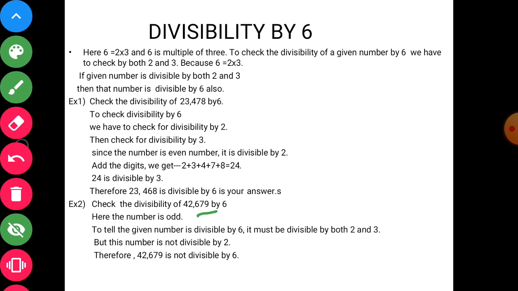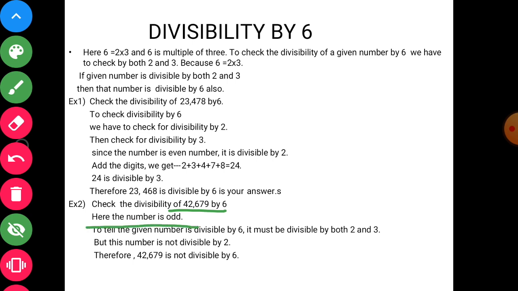Therefore no need to check for 3, because to tell that the given number is divisible by 6, the condition is it must be divisible by both 2 and 3. Therefore since it is not divisible by 2, you need not check for 3. Just write that this number is not divisible by 6. Only that much is enough.